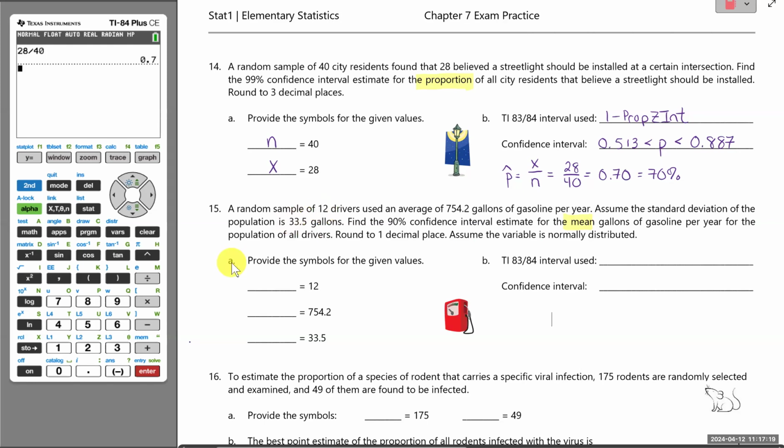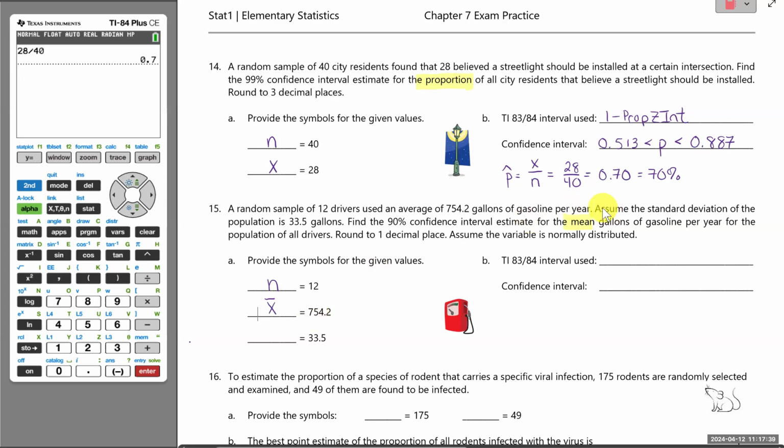All right, so let's get our symbols here. So our sample size first, so that would be our lowercase n for 12. And then for that sample, their average, their mean was 754.2. So that's X bar, the sample mean.